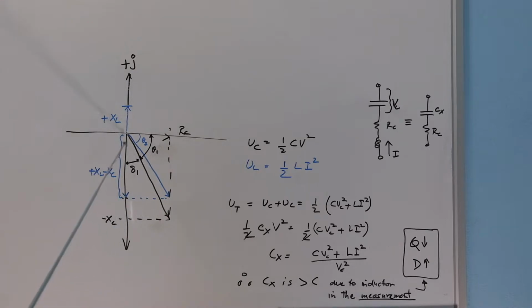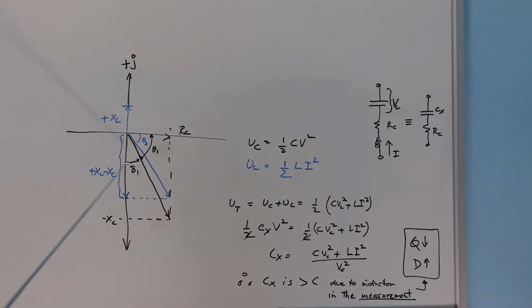So since R isn't changed, now we have a new vector which is going to be slightly smaller. The theta 2 is going to be smaller than theta 1. That results in a higher loss, which is indicated by the delta, which is 90 minus theta, in this case 90 minus theta 2, which is a larger angle. So effectively, by adding an inductor, you're making the capacitor worse. That is, you're decreasing the reactance, so you're actually increasing the loss. The resistance becomes the larger portion of the reactance.